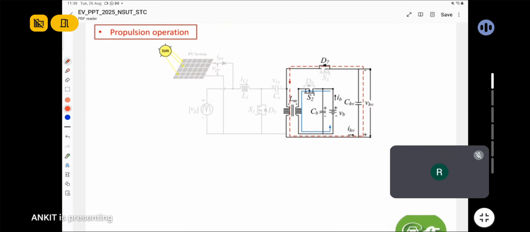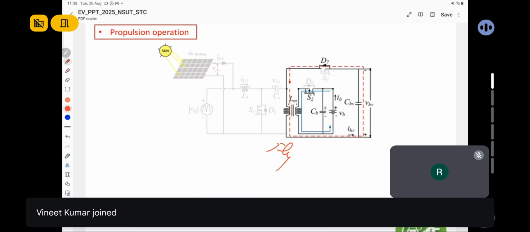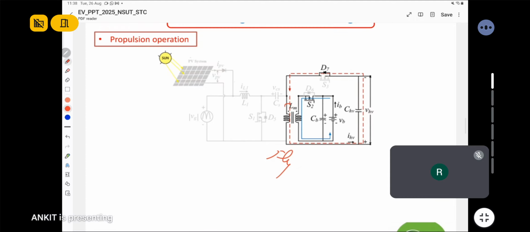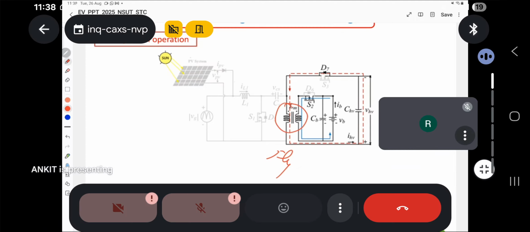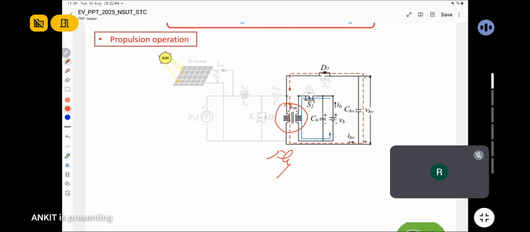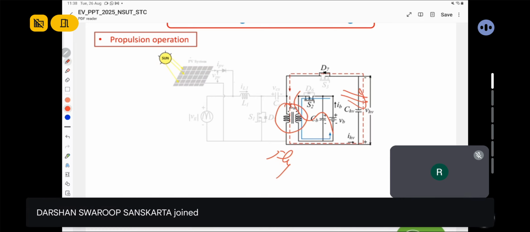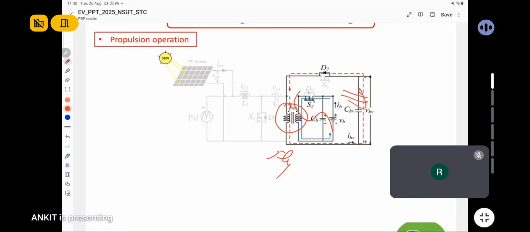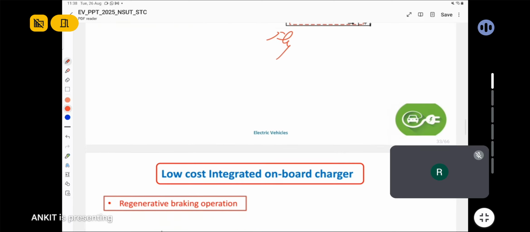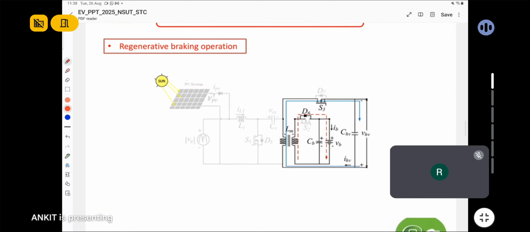In a propulsion operation, this converter behaves as a flyback converter. In the flyback converter, this is the transformer. Switch S2 will be operated in PWM, and the battery will supply power to the DC link, and the DC link will supply power to the motor drive system through the DC to AC converter. In a regenerative braking operation, the battery will be charged by the regenerated energy. Again it behaves as a flyback converter.